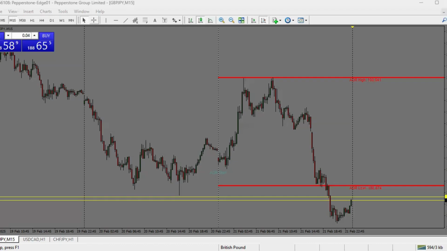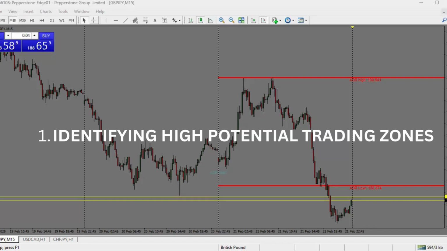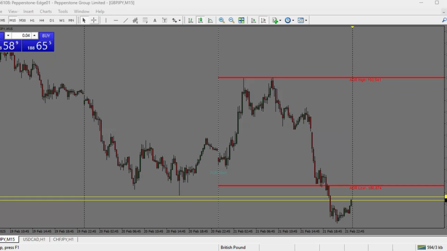So how do you use ADR for sniper entries and exits? Now let's break down how to use ADR in your trading. Number one, you will use ADR to identify high probability trade zones. Each day, you will mark the ADR high and the ADR low at the start of each trading day, and then you will watch for price to approach these levels before executing your trades.